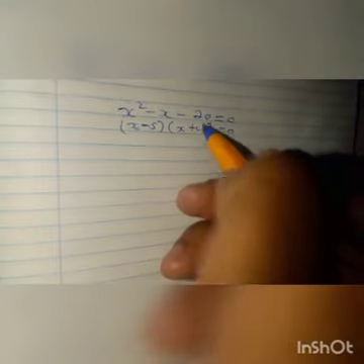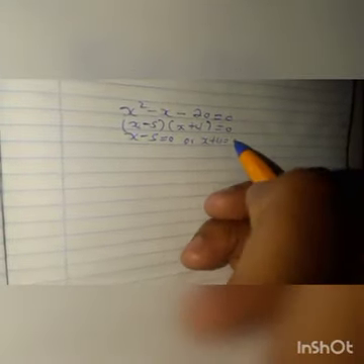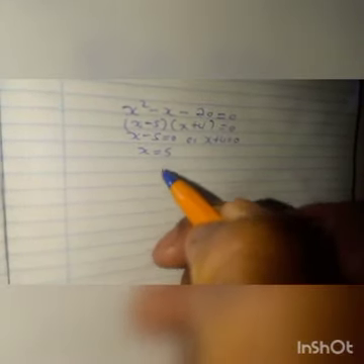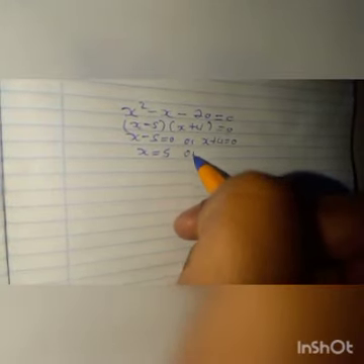So we have minus 5 plus 4. Then from there, we say x minus 5 is equal to 0 or x plus 4 is equal to 0. Then we say x is equal to 5. Remember, when you take a number from this side to the other side of the equation, it changes sign. This is or x is equal to minus 4.